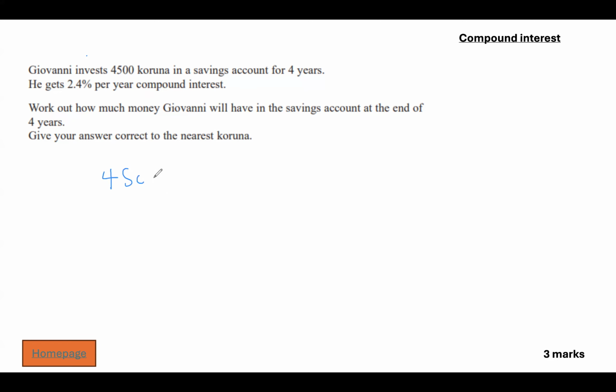We've got 4,500, so the initial investment, multiplied by, now you could do this in two ways, 100% plus the rate you're receiving, so 2.4%, to the power of 4. Now, a nicer way of writing this would be 4,500 multiplied by, percent means out of 100, so we are going to get 102.4 percent, out of 100, to the power of 4. And you can just simply type it into your calculator like this.